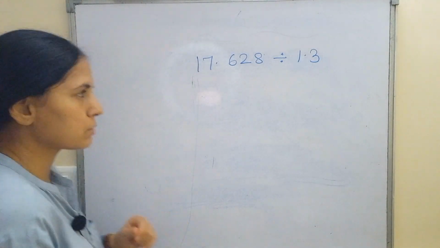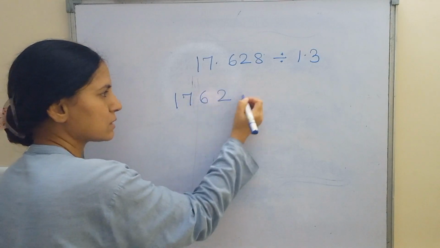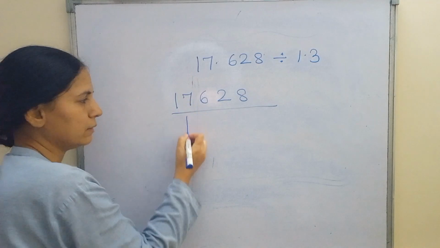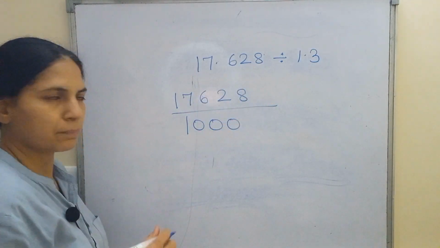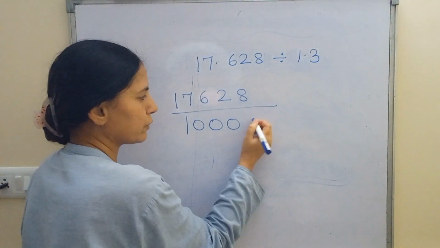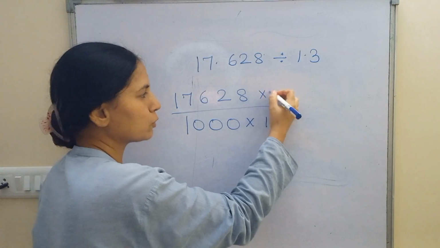Now listen, students. Instead of 17.628, write 17628 upon. Consider this point as 1 and how many zeros? 1, 2, 3 zeros. This much is okay. Now, instead of this 1.3, write here 13. And to remove the decimal, we have to put here 10.